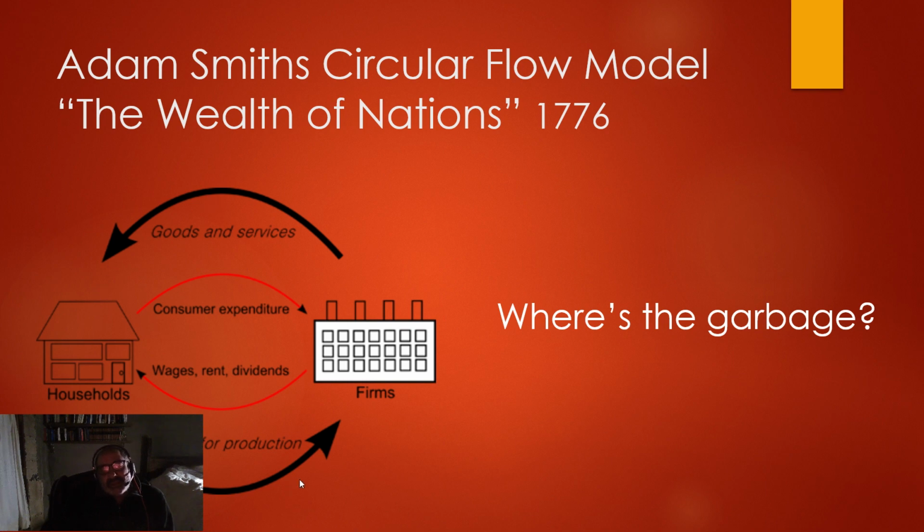So you get this nice, neat circular model occurring with consumption and expenditure happening from the household and then the company paying wages, rent, or dividends to those households. So the economic model is nice and neat and contained and can go on forever as it has been. The problem that this model doesn't take into account is what happens when those goods and services are finished, when the customer no longer wants them. The question is, where is that garbage?